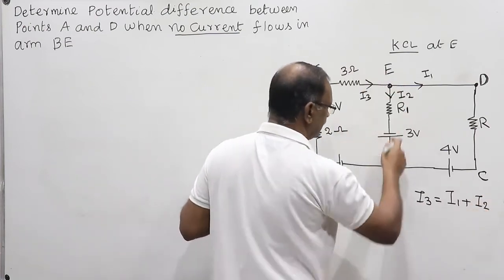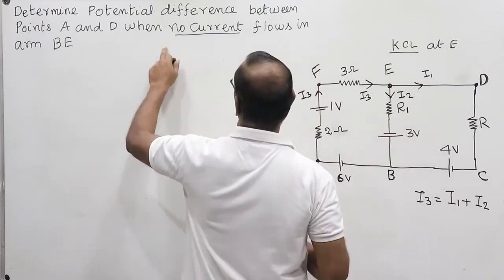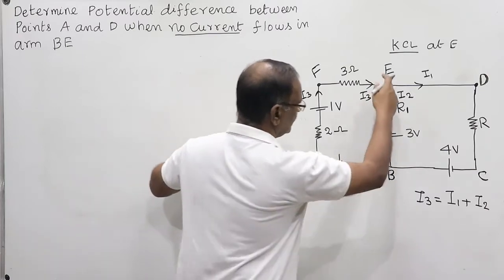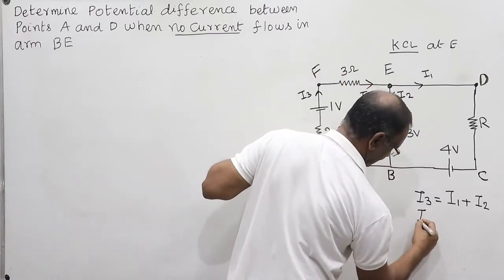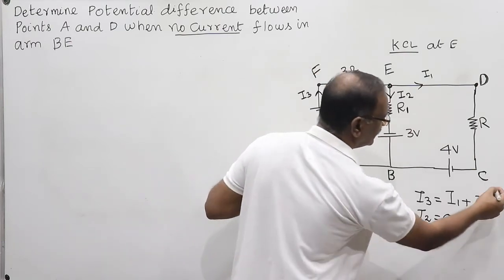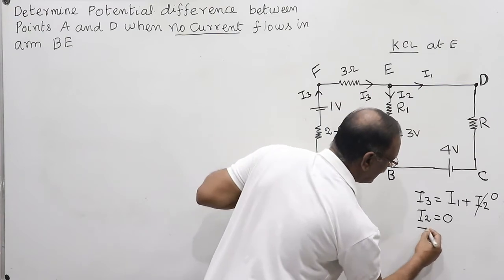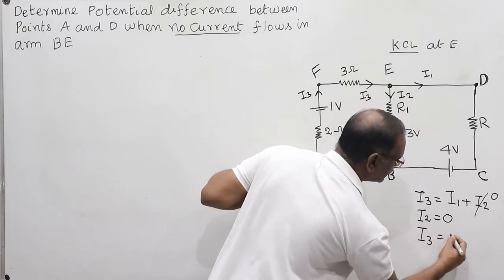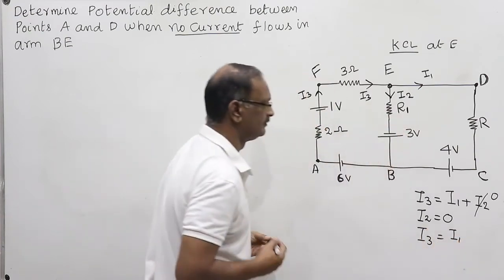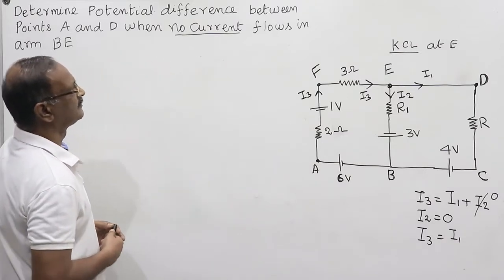This is I2. It is given that no current is flowing in this arm, which means I2 is equal to 0. It means I3 is equal to I1. Since I2 is equal to 0, let us now find out the rest.